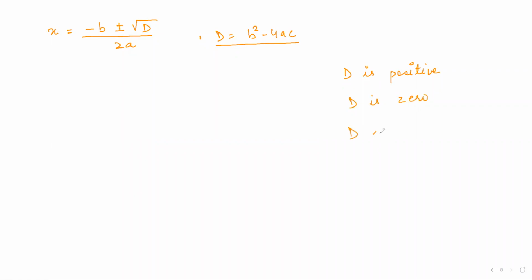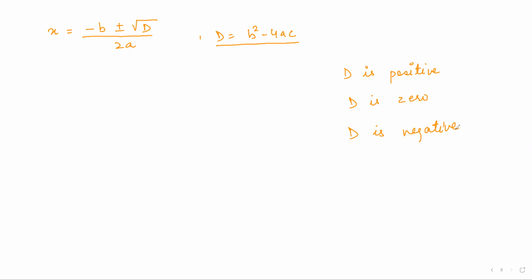Now look at the formula. x is equal to minus b plus minus under root D divided by 2a, where D is equal to b square minus 4ac. That's how you calculate it. Now look at it. There can be three cases: D is positive, D is 0, or D is negative. These are the three possibilities here. Understood?